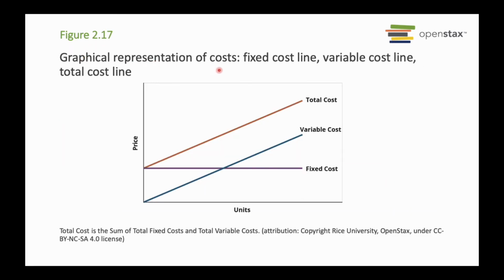Graphical representation of costs. The fixed cost line, the variable cost line, and the total cost line. In this graph, we measure price on the vertical axis and the number of units on the horizontal axis. The total fixed cost at 2,000 Rand remains unchanged irrespective of the number of rooms that are let out. Variable cost changes in direct proportion to the number of rooms that are let out, and total cost is the sum of the variable cost and the fixed cost.